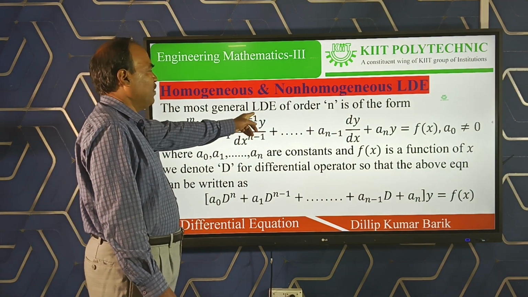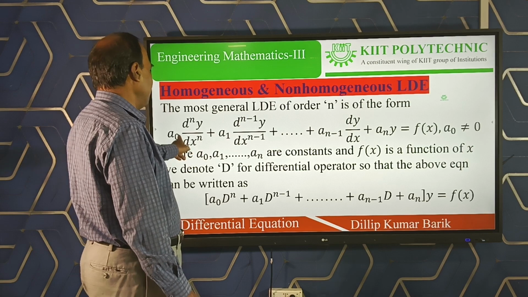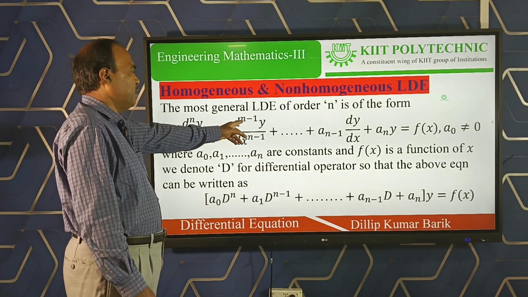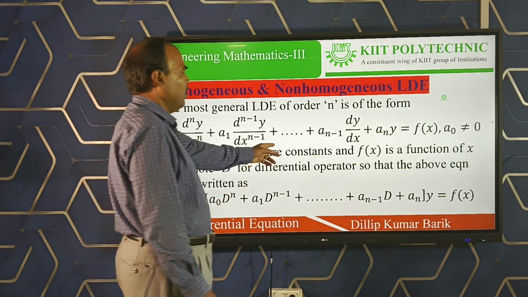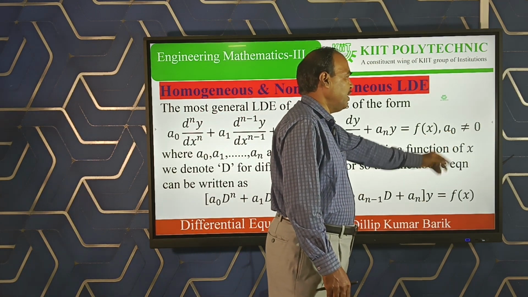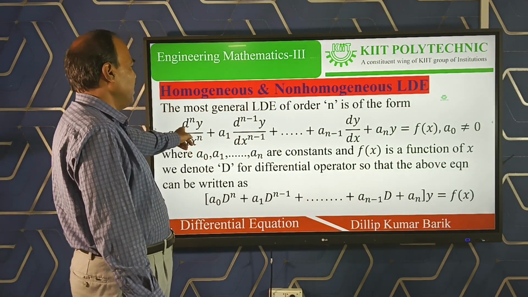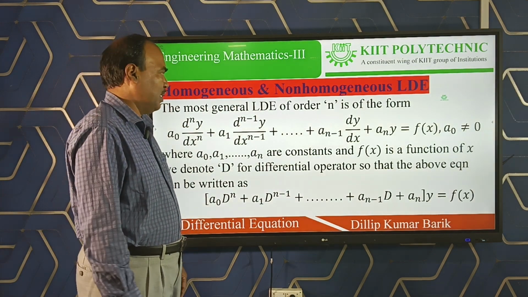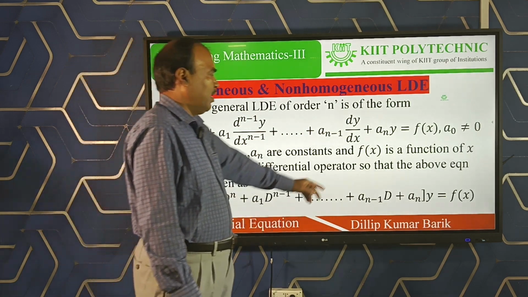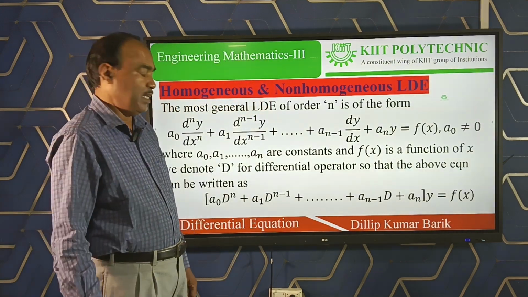The most general form of a linear differential equation of order n is a0 dny by dxn plus a1 dn minus 1y by dxn minus 1 and continue up to an y is equal to f(x). And particularly I take a0 not equal to 0, because if a0, a constant, is equal to 0, it will not be an order n differential equation. Here a0, a1, up to an are all constants, and f(x), the right side term, is a function of x only.